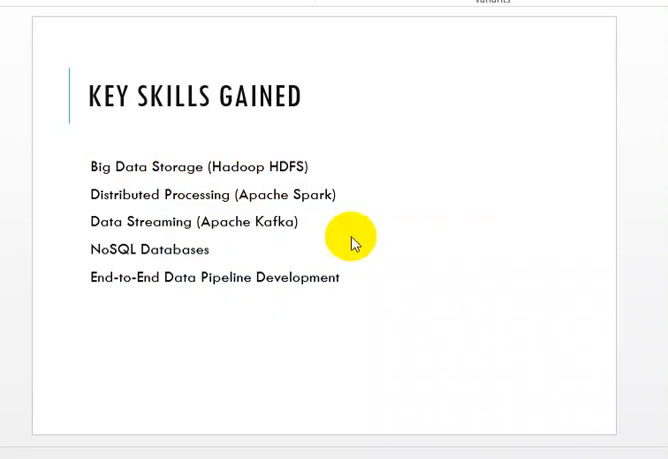These are the key skills you are going to learn by the end of this semester: big data storage, distributed processing tools, data streaming, NoSQL databases, and end-to-end data pipeline development.